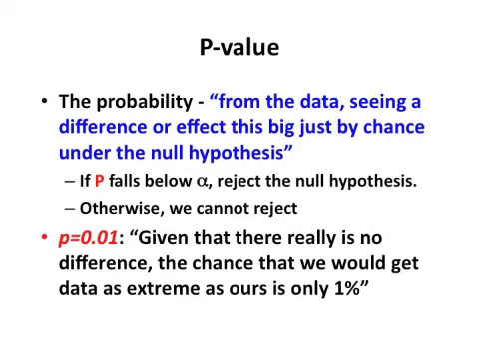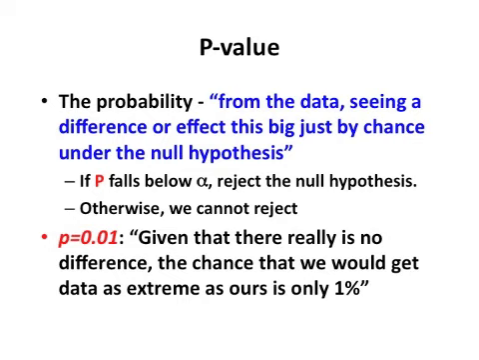So the p-value is defined as the probability of seeing a difference or effect that big just by chance under the null hypothesis. Assuming this drug has no effect, we randomize 2,000 people, 1,000 with this drug, 1,000 with the placebo. Later, we measure their mean drop of body weight. Let's assume this is like a body weight control drug, a diet.